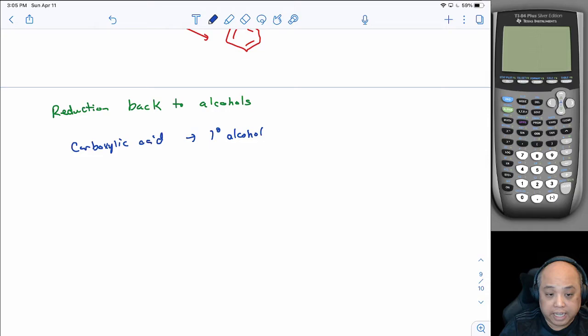And so what that means is you need a stronger reducing agent. And that reducing agent is lithium aluminum hydride in ether. Because it's so reactive, you can't put it in water, or it'll react with the water instead of the carboxylic acid.